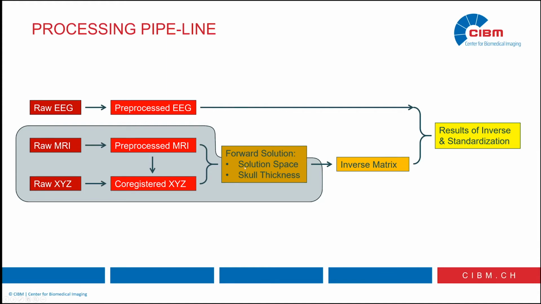What I'm going to talk about is where to put the solution space, where are the points with the solution that we're going to retrieve. And another problem that we face is we need some skull estimate for the process of the forward solution. So I've got these four things: MRI preprocessing, XYZ, the electrodes preprocessing, solution space, and skull thickness. That was a bit long intro, but now we can jump into the water.